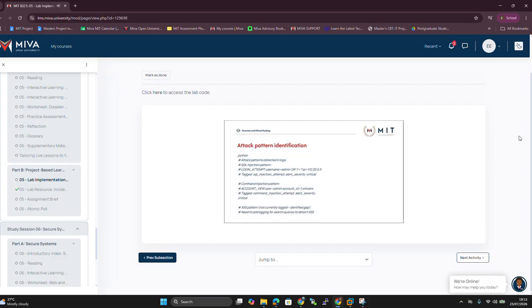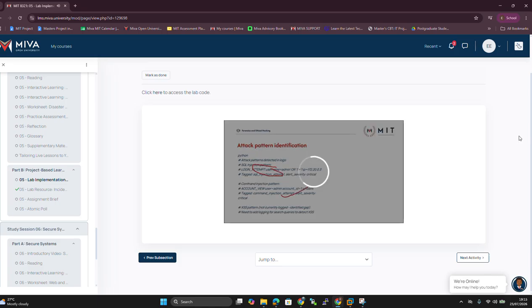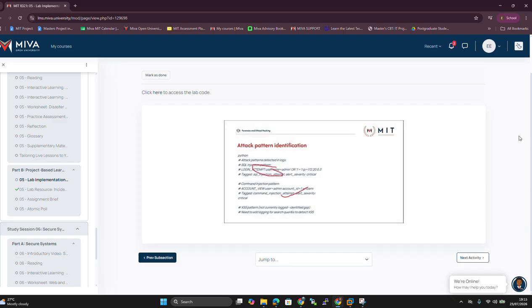So the first part of this, let me get the pen again. Yeah, the first part here is for SQL injection, and then the second part is for command injection. The third part is for cross-site scripting.